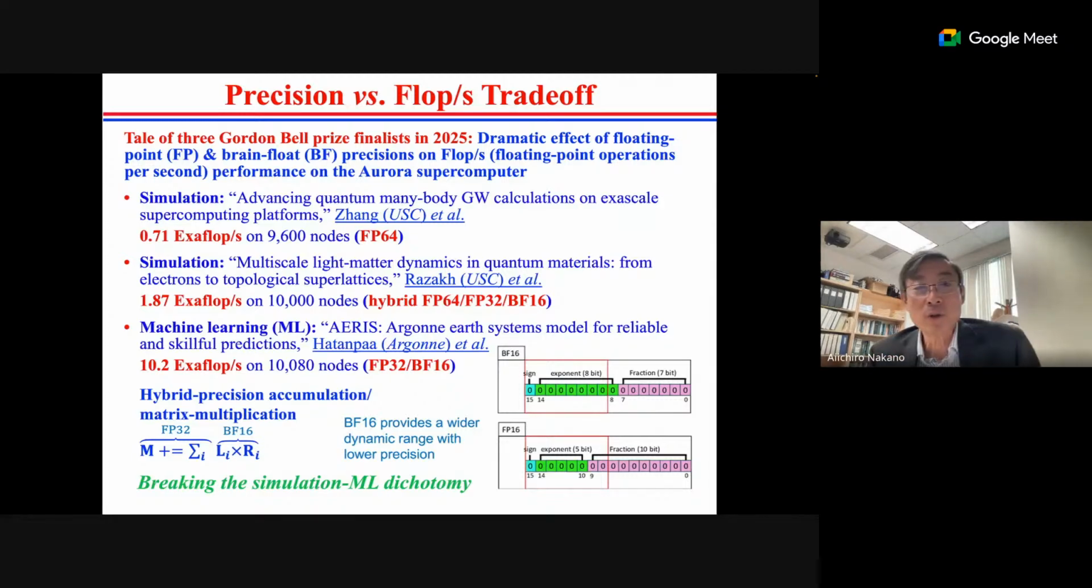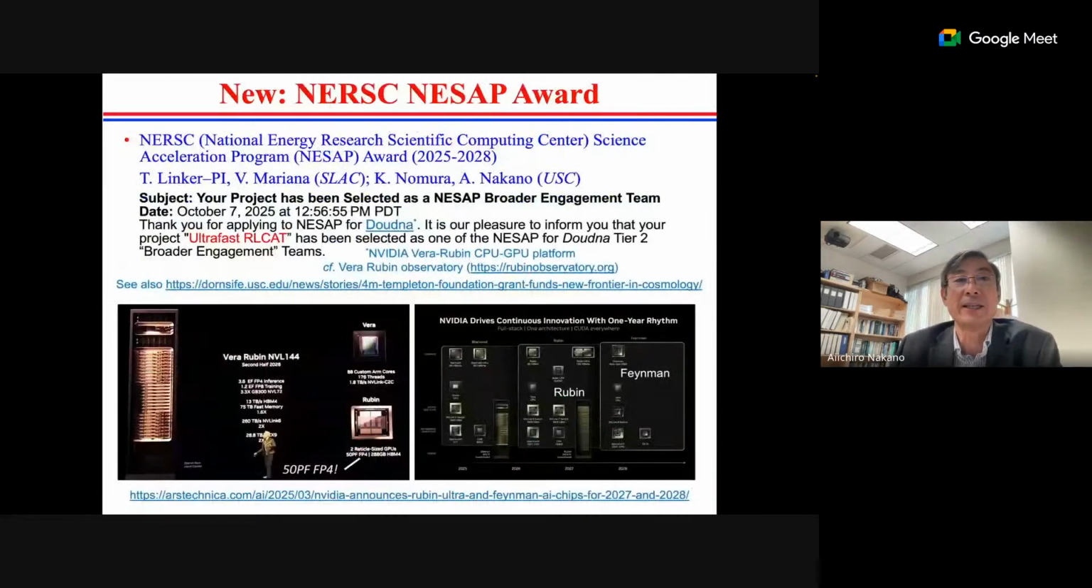So our own Gordon Bell finalist paper, by my student Taufik Razak et al., uses hybrid FP64, FP32, and BF16 precision to get a scientific result for simulation. So that's basically how we are breaking the simulation-machine learning dichotomy on the supercomputer.